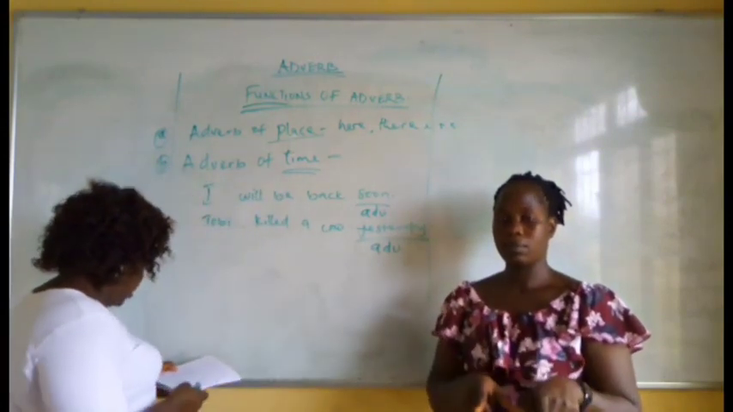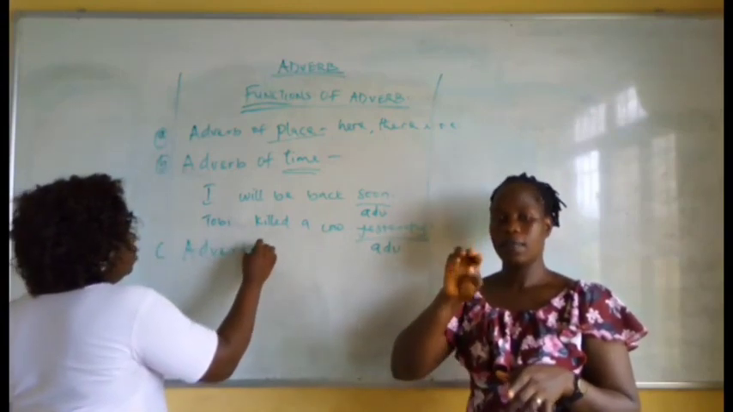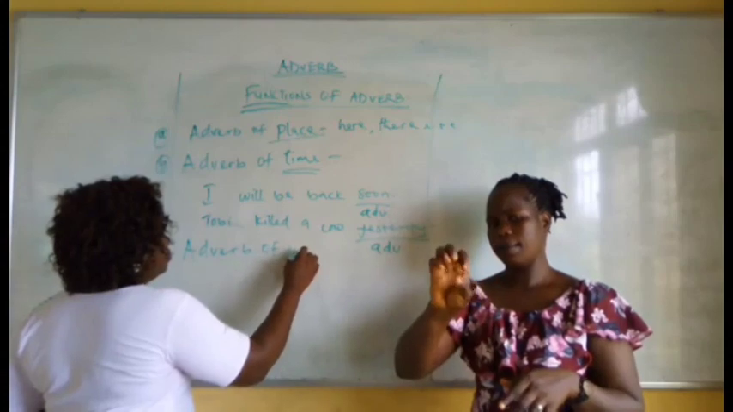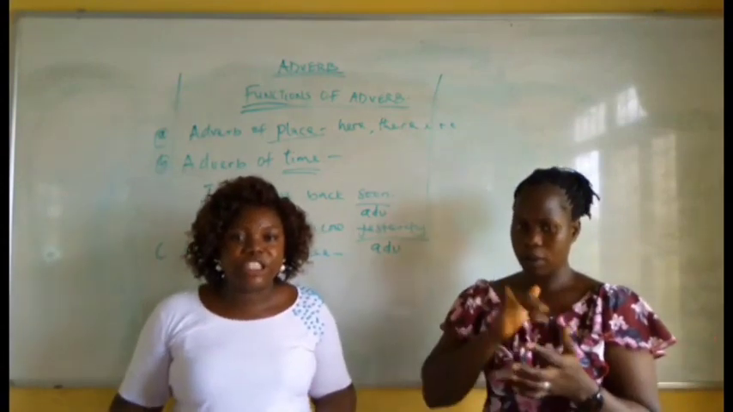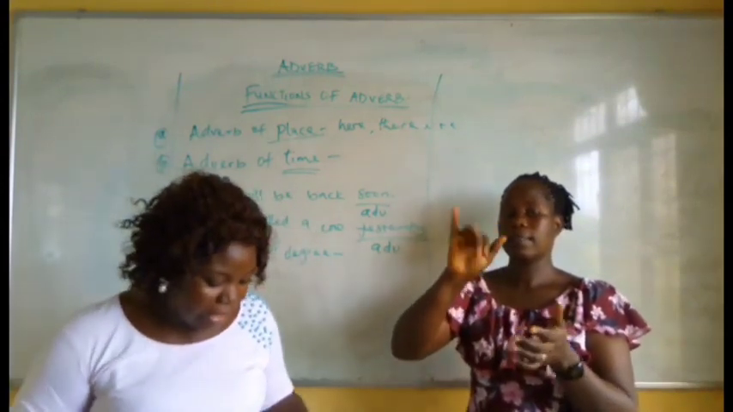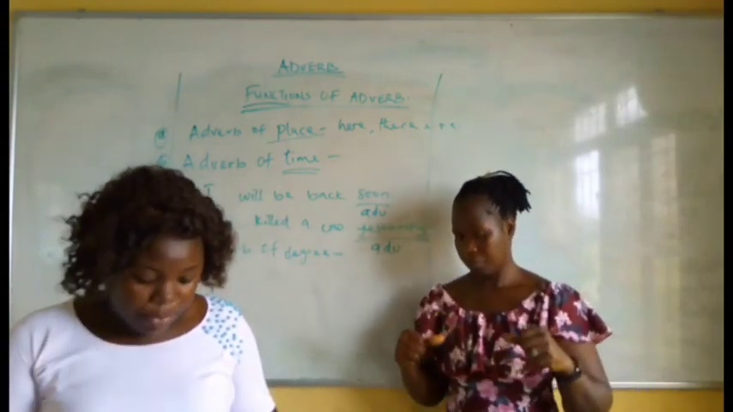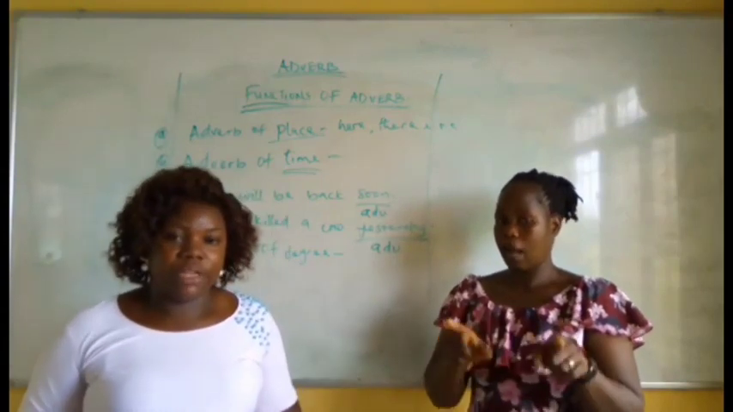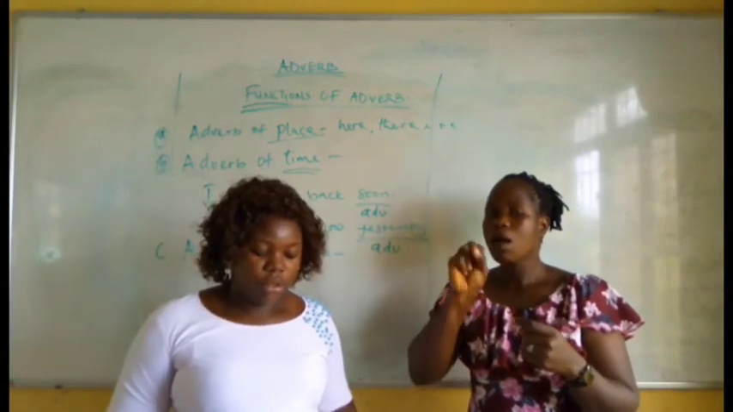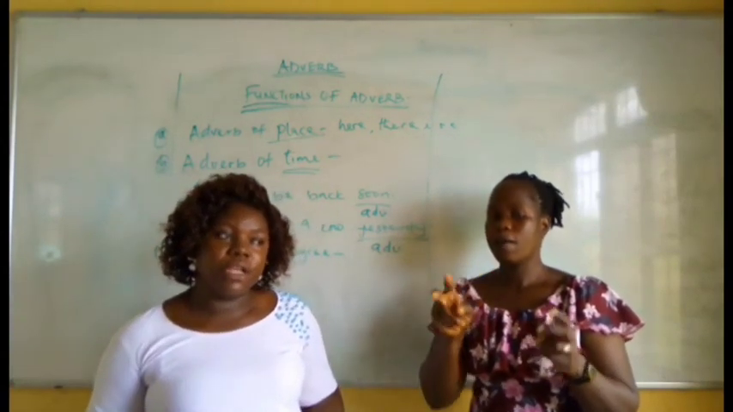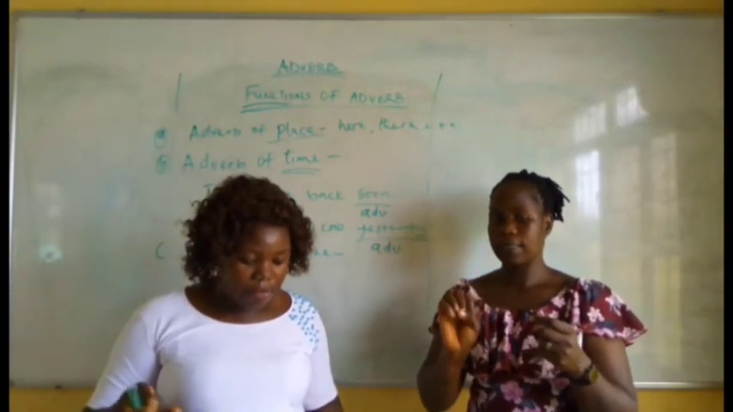Let's quickly rush to the third one, which is adverb of degree. This tells us the extent to which an action is being performed or an event happens. They include very, too, quite, so, really, much. I will repeat. They include very, too, so, quite, really, and much.